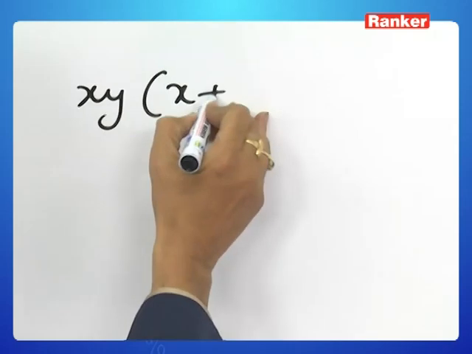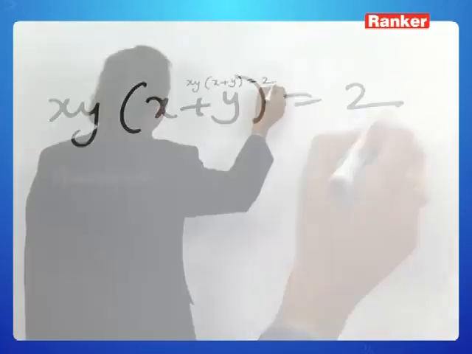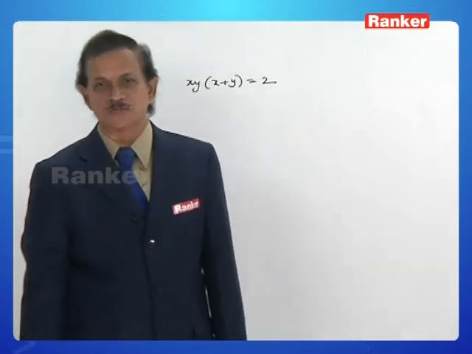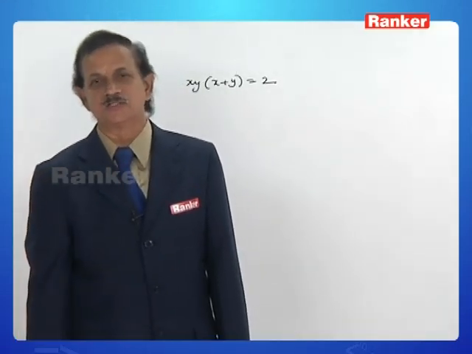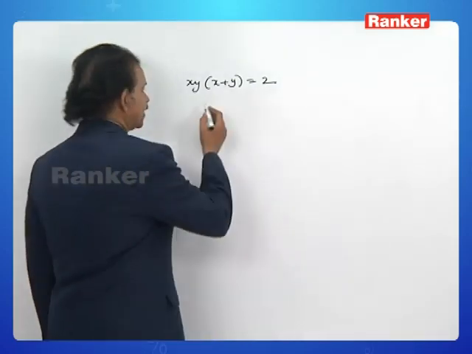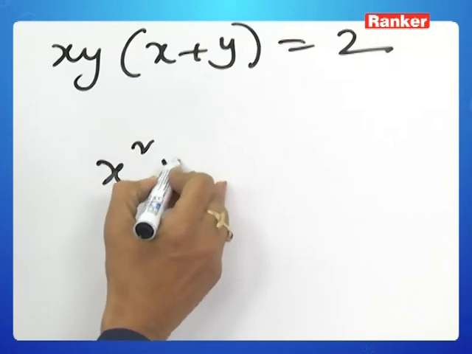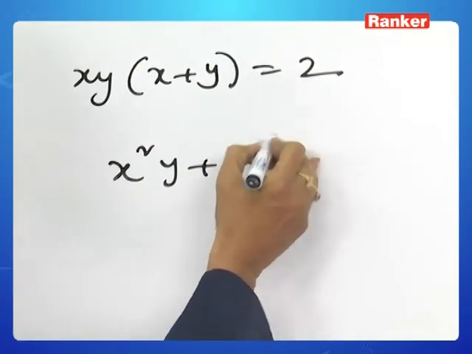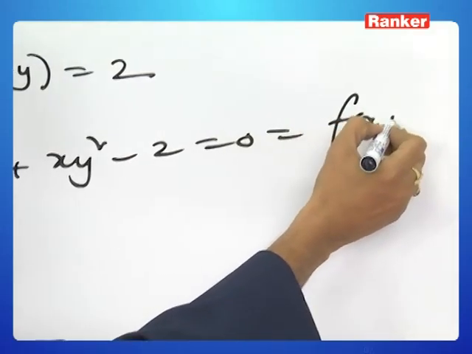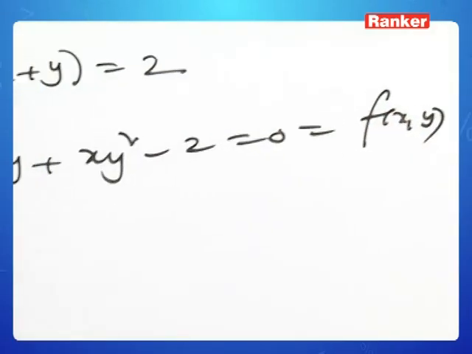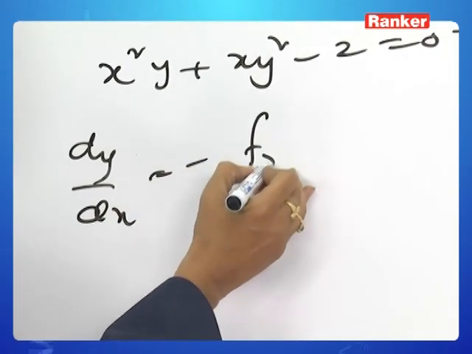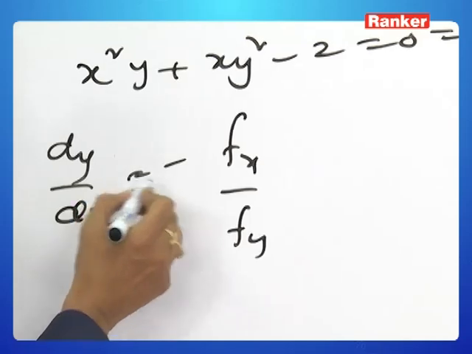Suppose xy into x plus y is equal to 2 has been given, and he has asked us to find dy by dx. How to get it? You first of all convert this as an equation. X square y plus xy square minus 2 is equal to 0. Call this f of x comma y. As usual, dy by dx is equal to minus fx by fy.